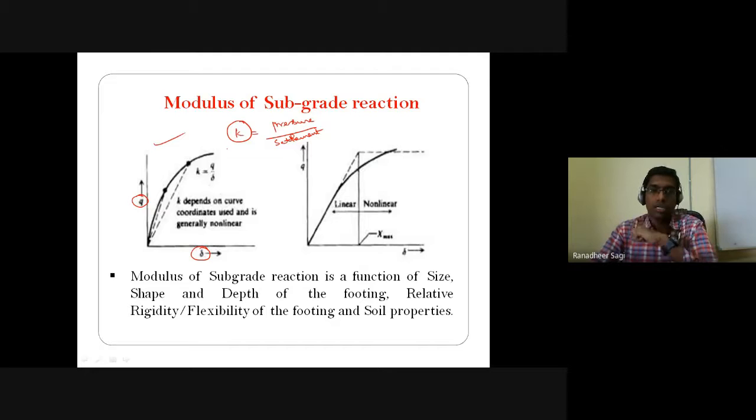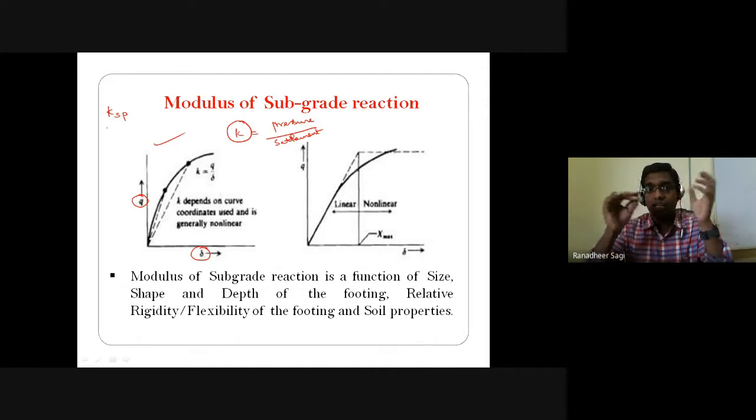Okay, so once you know the modulus of subgrade reaction, I'll represent it as the modulus of subgrade reaction value which you have got from your plate load test. Now, whatever modulus of subgrade reaction value you have got for that particular soil from the plate load test, can it be considered the same as the modulus of subgrade reaction value for the foundation you are constructing there? So it's not going to be the same.